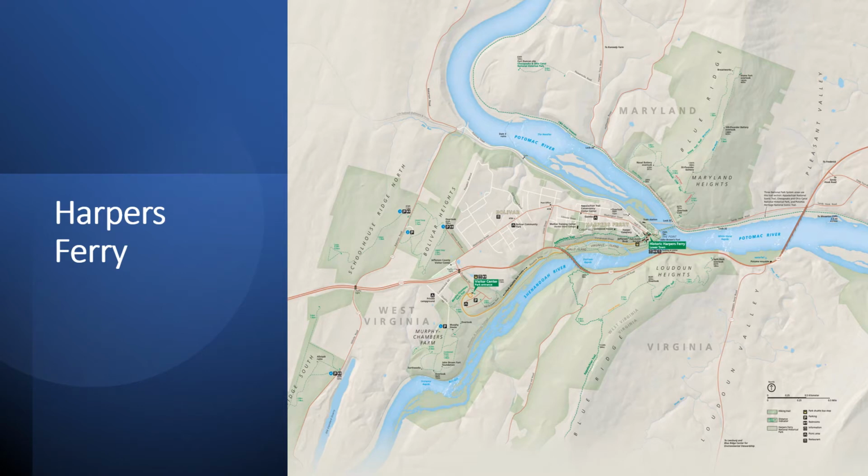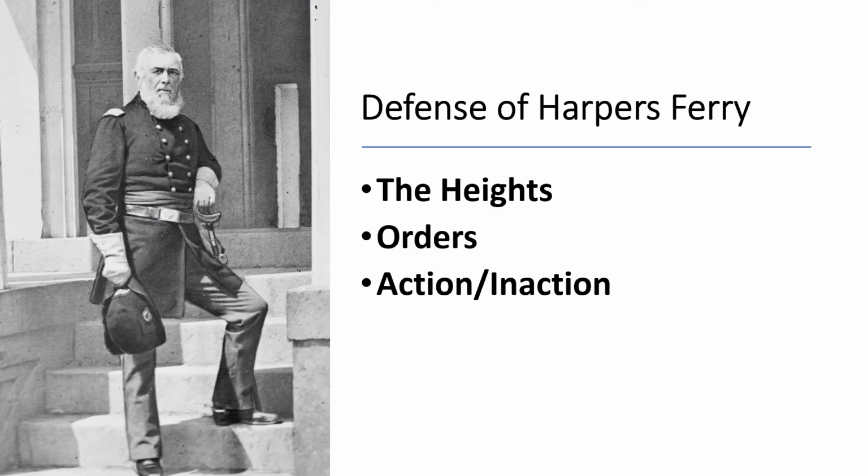Lee, with Longstreet's command, would move to Hagerstown, which would be the rendezvous point for Jackson's force that was sent to capture Harpers Ferry. Hagerstown would then be the springboard for the invasion of Pennsylvania. Colonel Miles began preparations for the defense of Harpers Ferry on September the 8th.